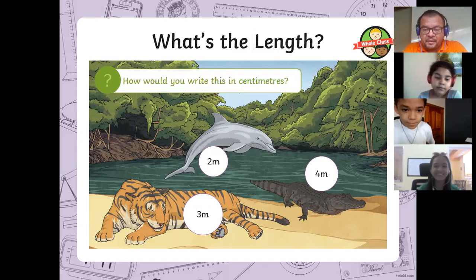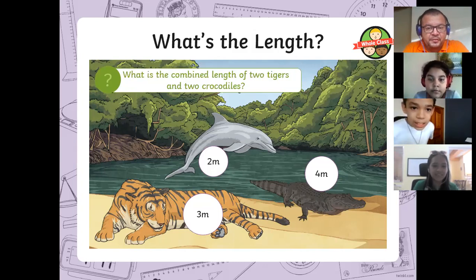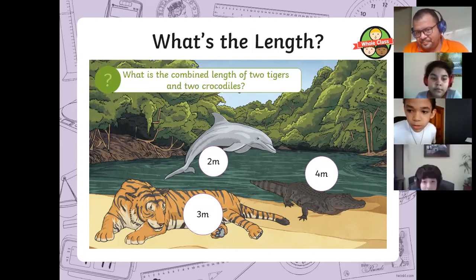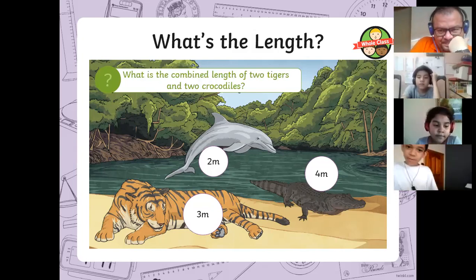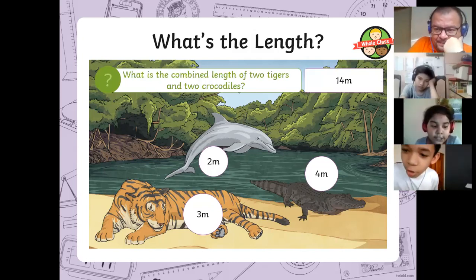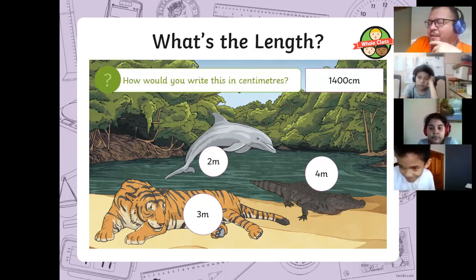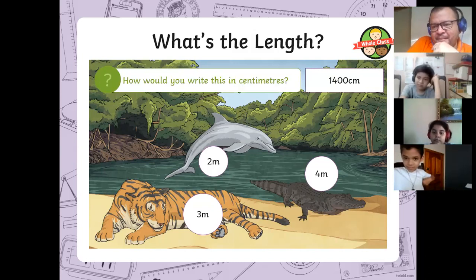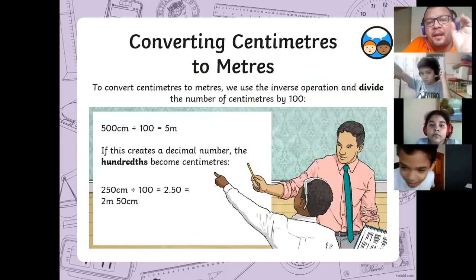7 meters. So in centimeters it is 700 centimeters. What is the combined length of two tigers and two crocodiles? 14 meters. 1,400 centimeters, and 14,000 millimeters. 1,400 centimeters.